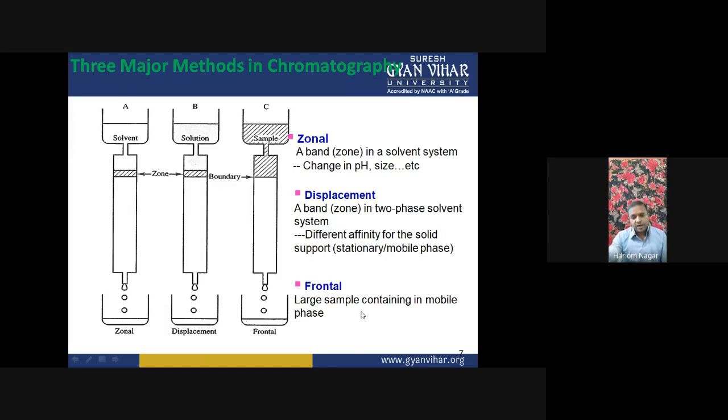The third method is frontal: a large sample contained in the mobile phase. This is the large sample. The sample is in a very large quantity, and this is present in the mobile phase.